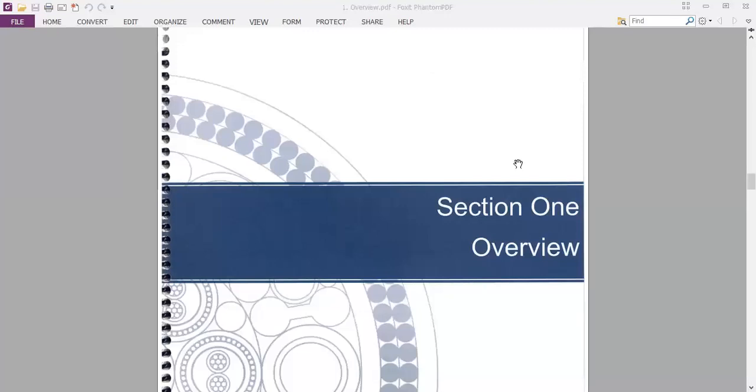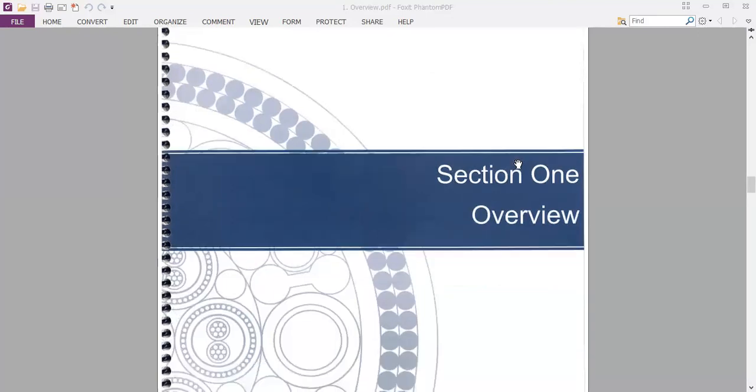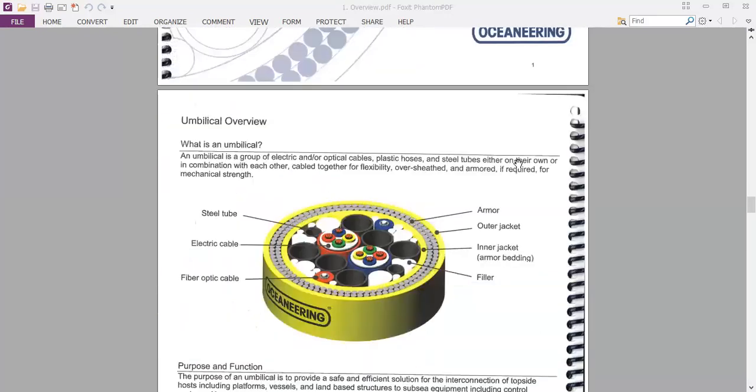Okay, so now we'll start to look at umbilical. And this presentation and subscale ones are going to drive us, or help us drive our learning, towards that. So when we say umbilical, what are we talking about?